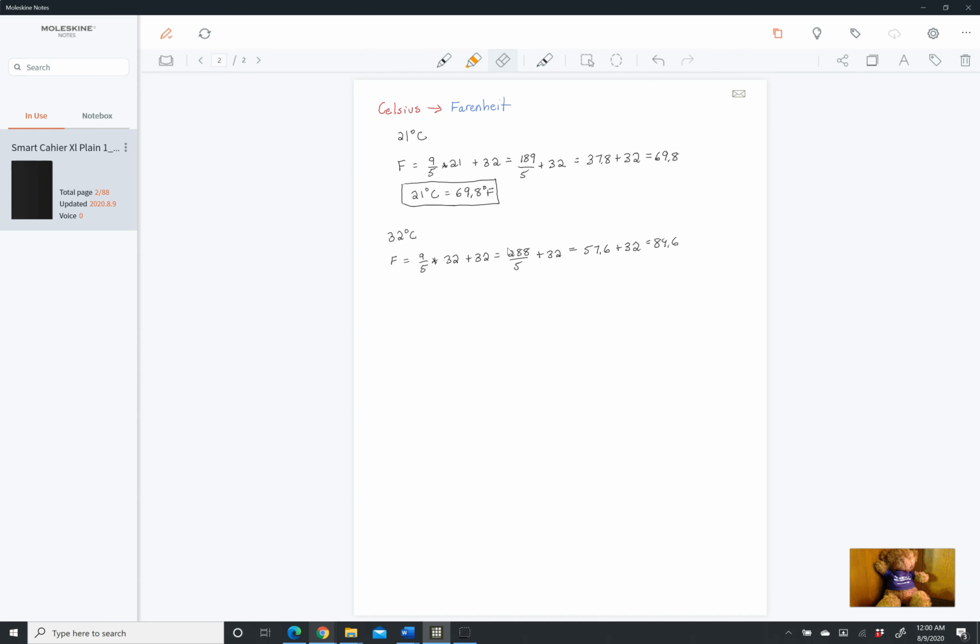So what does this tell us? 32 degrees Celsius is equal to 89.6 degrees Fahrenheit. And that's it. So now you know how to convert between temperatures.